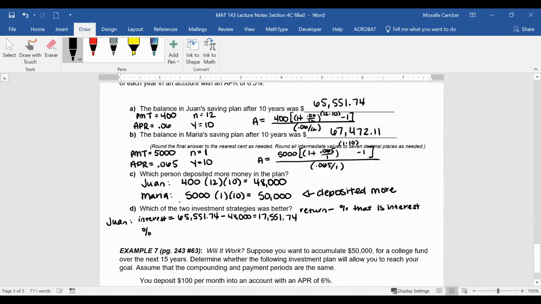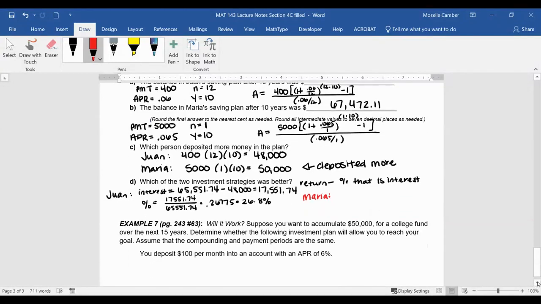So if we want the percent of the balance that is interest, the percent that is interest is 17,551.74 divided by the balance of 65,551.74. And you end up getting 0.26775 or 26.8%. So Juan's return was 26.8%. Now let's look at Maria.